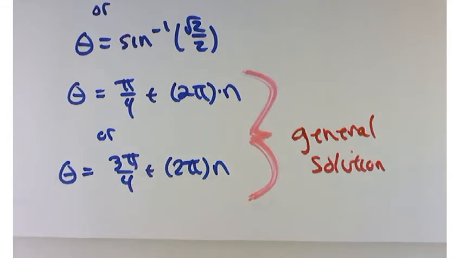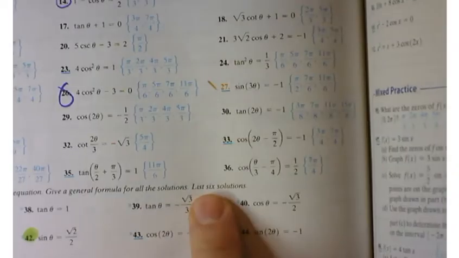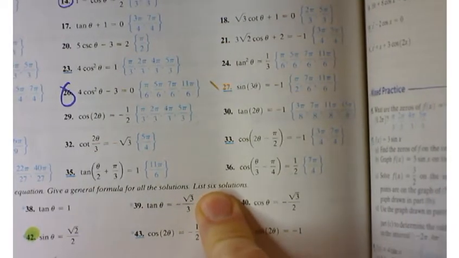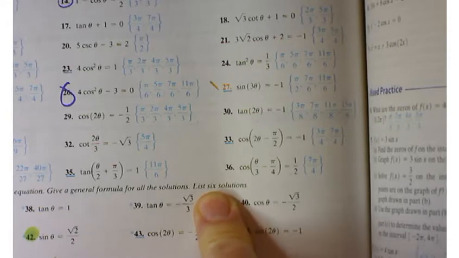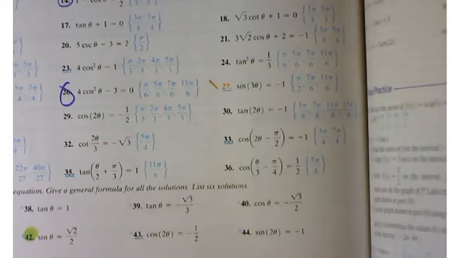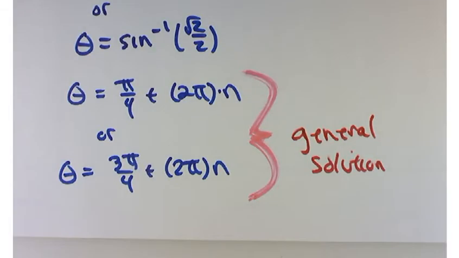Now, they want you to list 6 particular solutions. Question before that? And really what they're asking for when they ask you to list 6 solutions, they want you to put in some values for n. n equals 0, n equals 1, n equals 2, that kind of thing. So that's all they're looking for. Let's see if we can't do that.